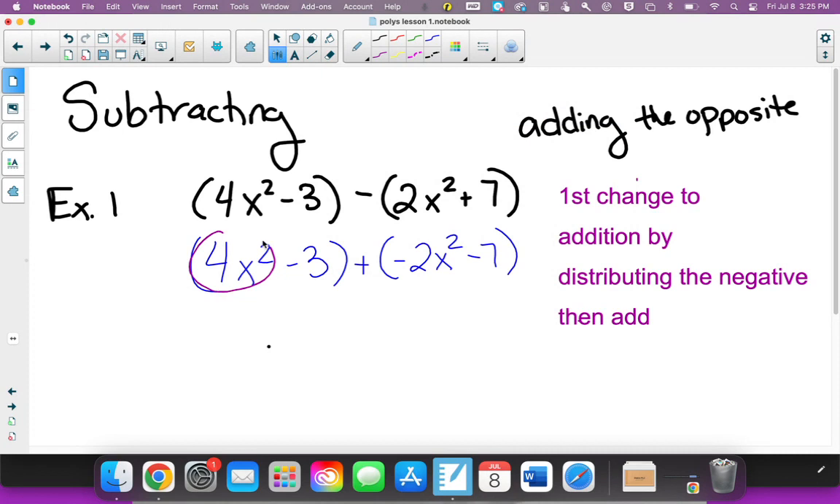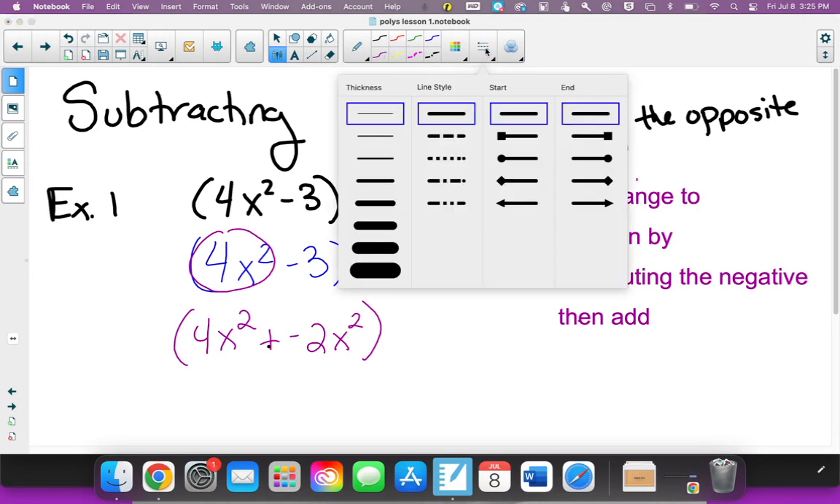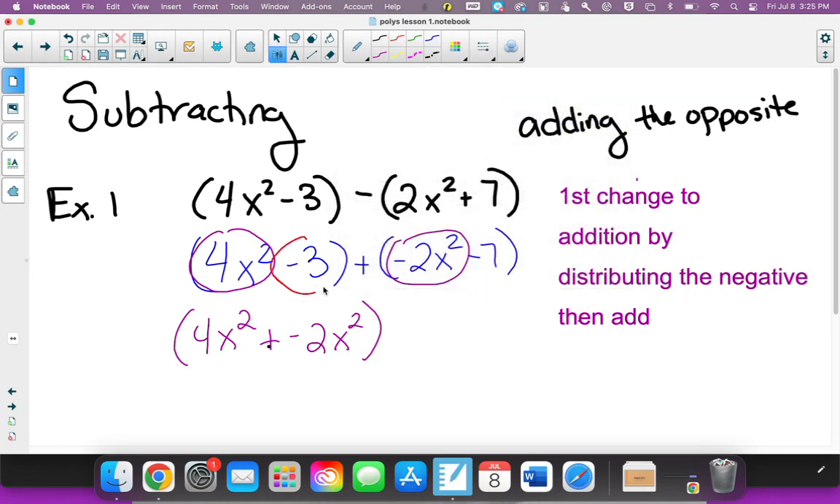So again, first term is 4x squared, and the piece that matches it is a negative 2x squared. And we are adding now, right? That's why I've got the addition symbol there. All right, next set of like terms is a negative 3, and I'm adding a negative 7. Okay, so same thing we did before. You've now got them grouped. Go ahead and combine your like terms.